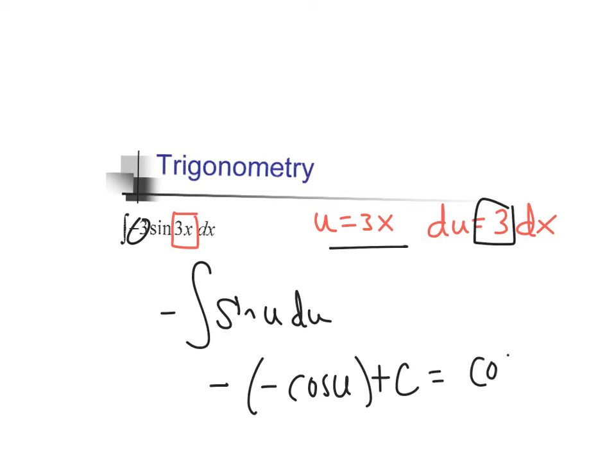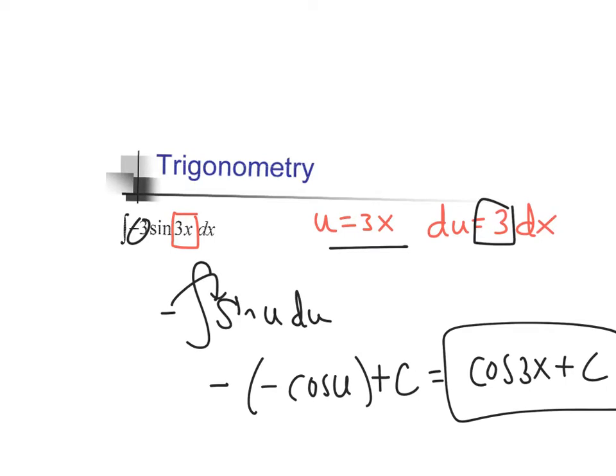So we get cosine of 3x plus c. If you take the derivative of that, you'll notice, remember, the derivative of cosine is negative sine, so that's why the integral of sine is negative cosine, okay? The other way to do that is leave it as a negative sign, and you know the integral of negative sine is positive cosine. So that would have worked as well.